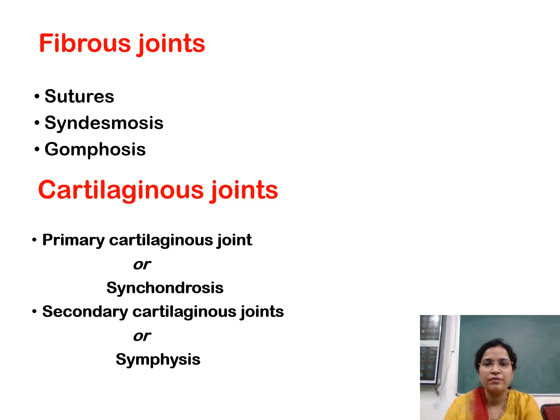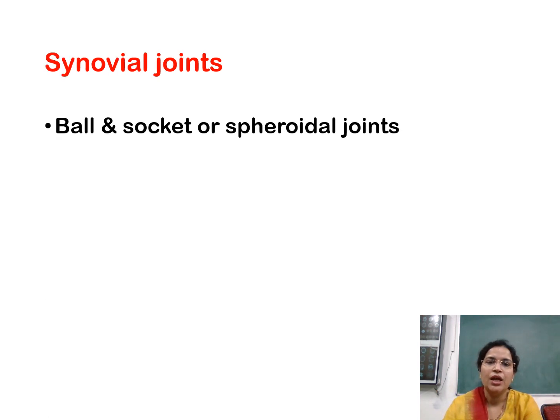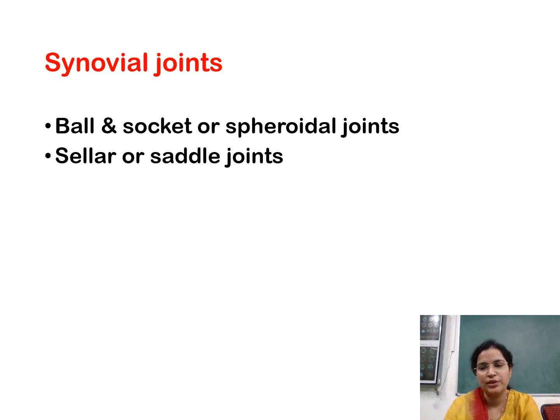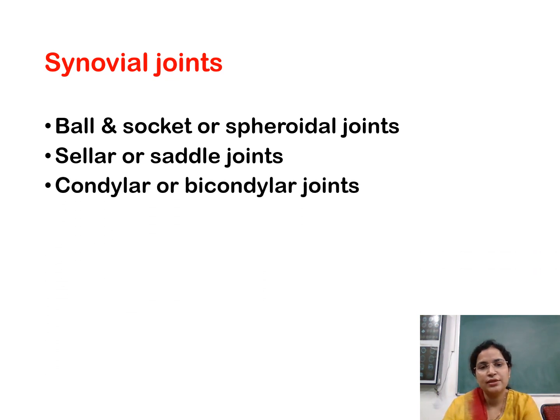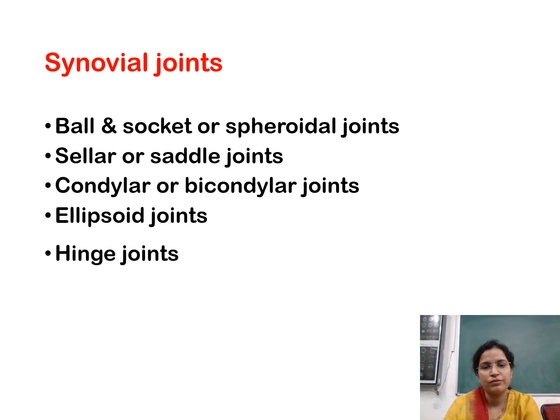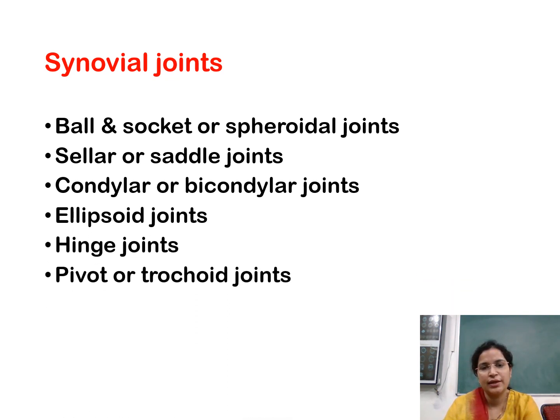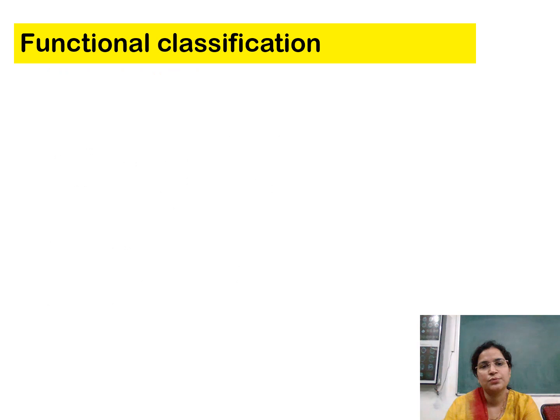Now synovial joints are highly freely mobile joints. Their subtypes are ball and socket, saddle type, condylar type, ellipsoid type, hinge joint, pivot joints, and plain synovial joints. So these 7 subtypes or varieties are of the synovial joints.